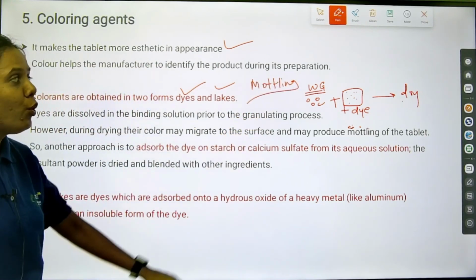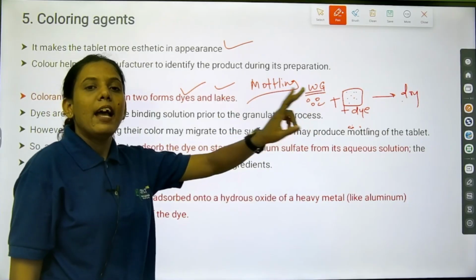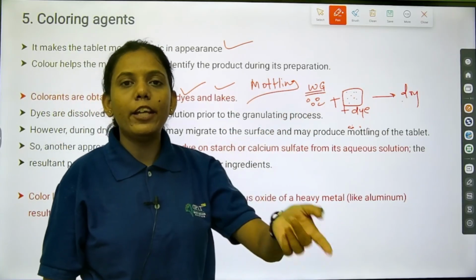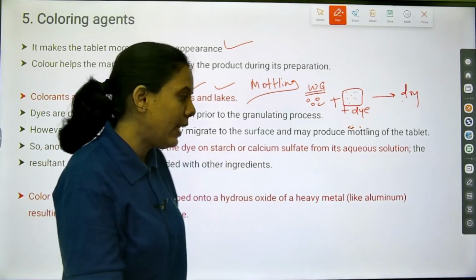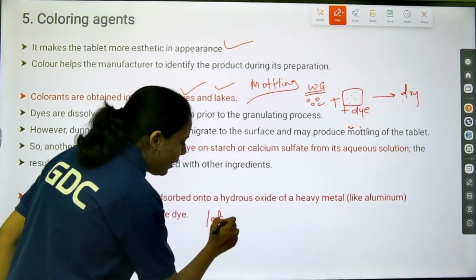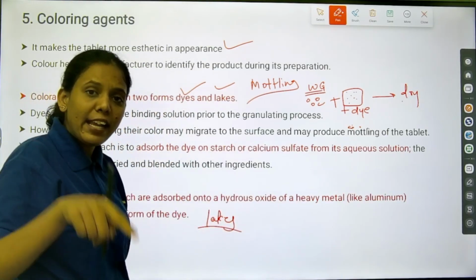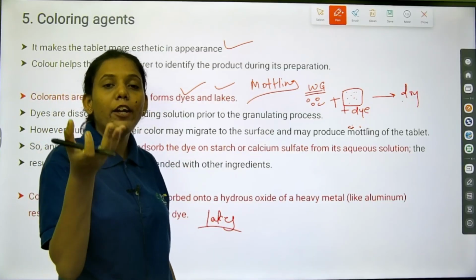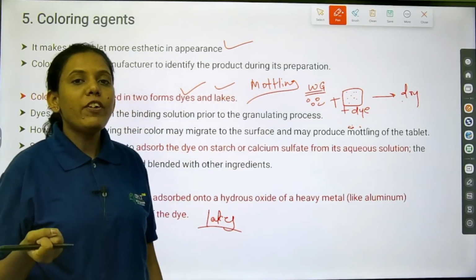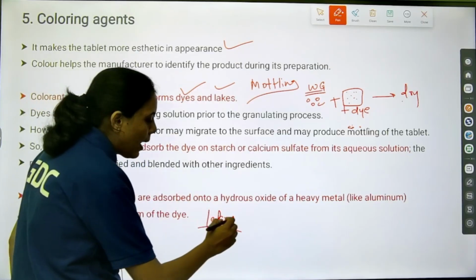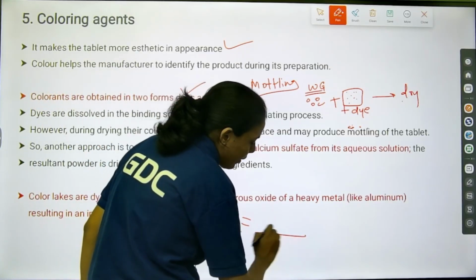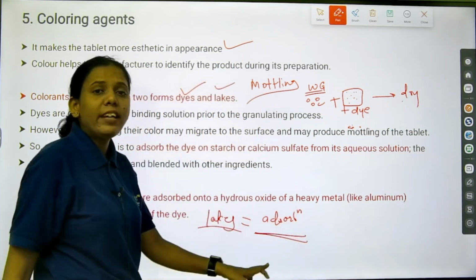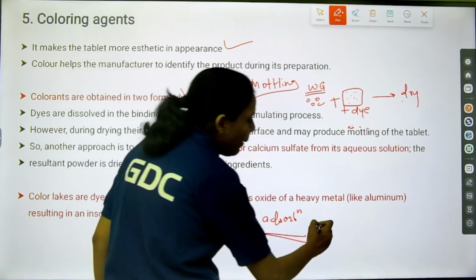Mottling. So to avoid this process, scientists came up with one technique, that is converting the dyes into the lakes. Now what are lakes? Lakes are nothing but the dyes only, which are adsorbed into hydrous silica or any kind of hydrous material, which we call an adsorbent. So they are taking these dyes and adsorbing them. After adsorption, it gets converted into a solid powder.